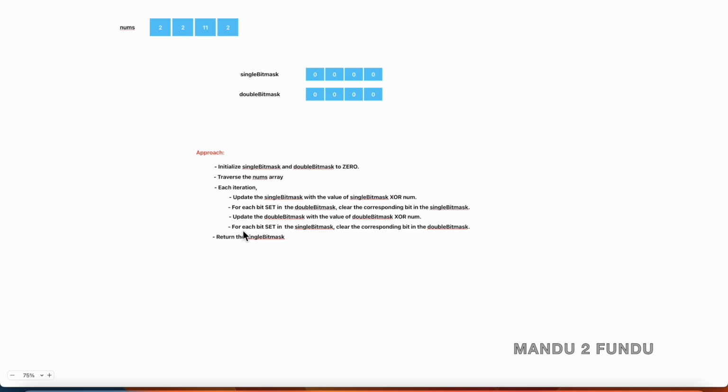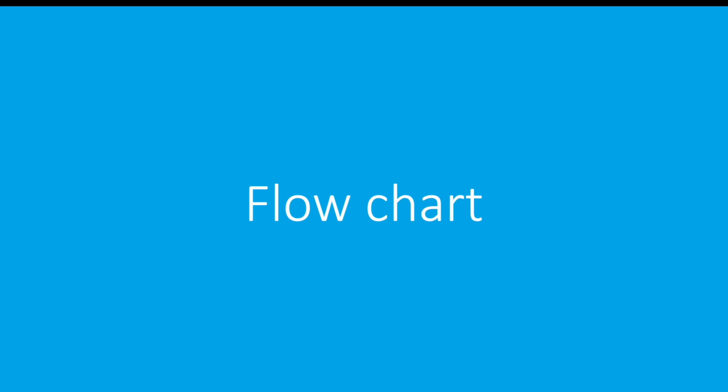And then for each bit set in the single bit mask, we clear the corresponding bit in the double bit mask. This is to make sure we keep only the bits which occurred an even number of times so far. And finally, we return the value in the single bit mask, which is the value of the number which occurred only once. Let's look at the flowchart.